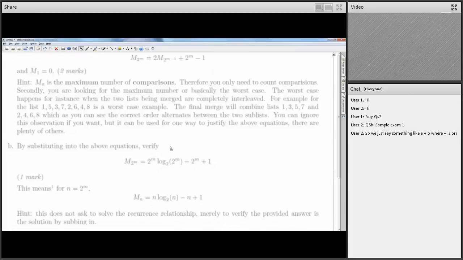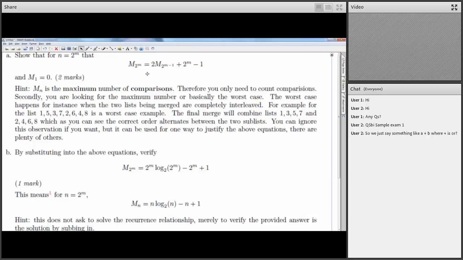The other part, part B, was this: this is the recurrence relation, and then you essentially want to solve this relation in order to do anything with it. And in this question, the solution was given to you, and you had to verify it was true.